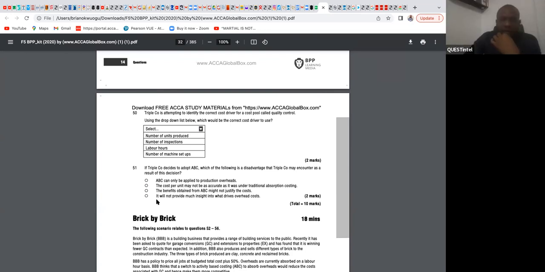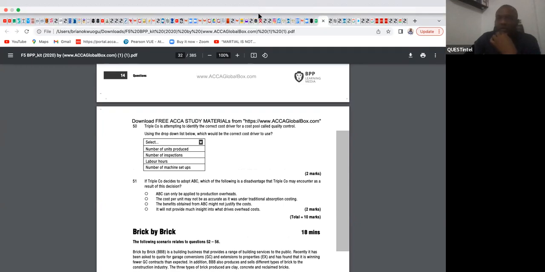The cost per unit may not be as accurate as, that's absolutely false. That's the opposite. Absorption costing is the one that you're not sure will give you accuracy. Activity-based costing will give you accuracy, but the benefits obtained from ABC might not justify the cost. ABC is difficult, it's more expensive to implement. So if you're not careful, you might actually not get the benefits associated with that cost you're incurring. So benefits may not justify cost is the correct answer.